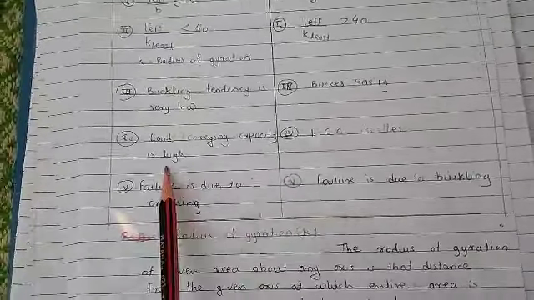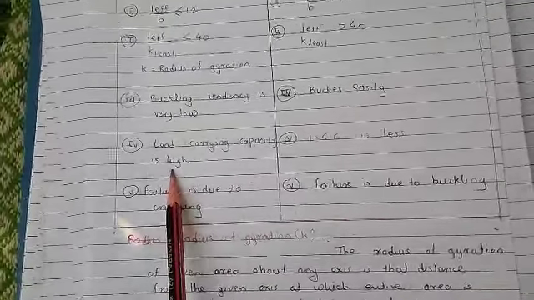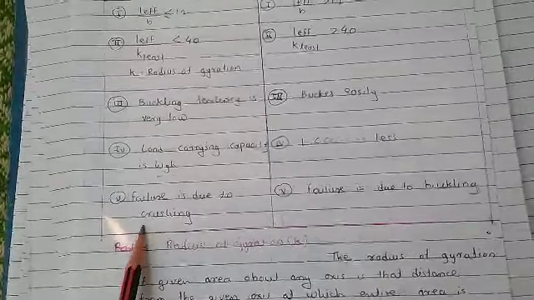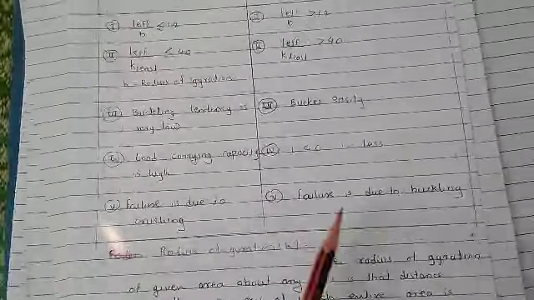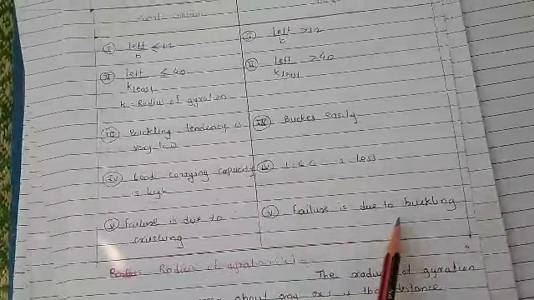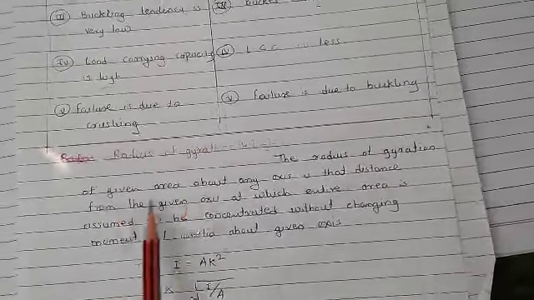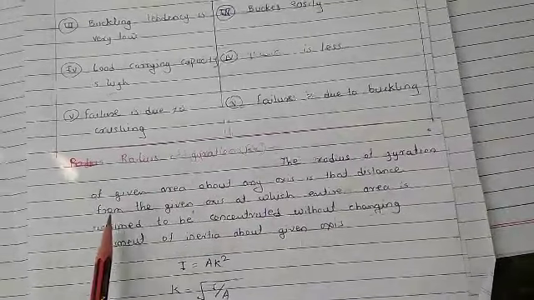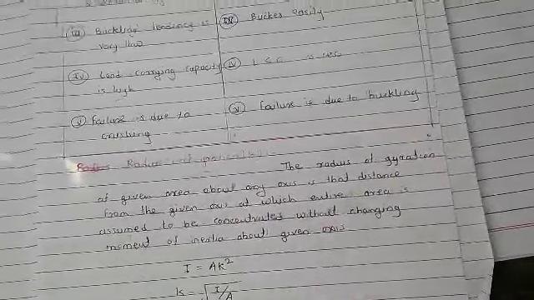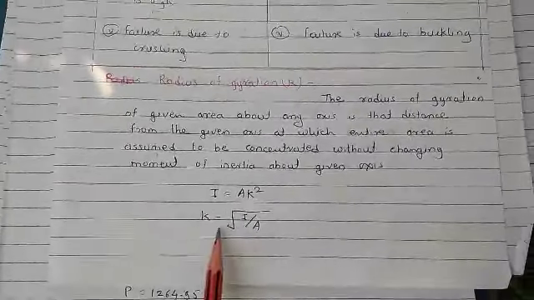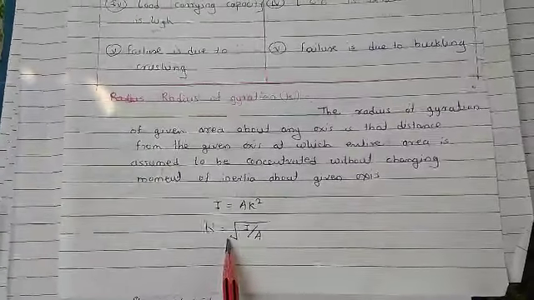The load carrying capacity of the short column is very high as compared with the long column. The load carrying capacity of the long column is less as compared with the short column. Failure is due to crushing in the case of the short column, but in the case of the long column the failure is due to buckling of the column. Then again, an important one is the radius of gyration, which we already know. The radius of gyration of a given area about any axis is the distance from the given axis at which the entire area is assumed to be concentrated without changing the moment of inertia, and this is the formula used for calculation of the radius of gyration.